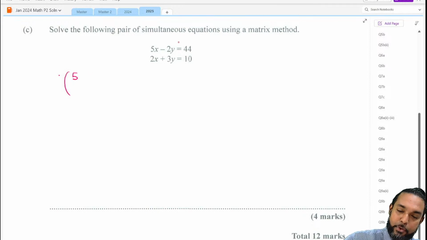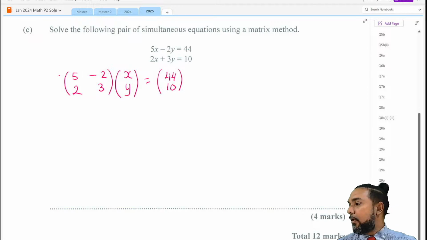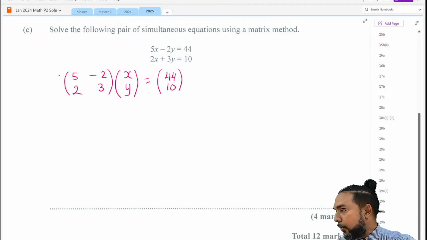So 5. The coefficient here is minus 2. And the bottom row we have 2 and 3. Right? In the next matrix, you put your algebraic terms, x and y. And in your third matrix, you put your solutions, 44 and 10. Okay, cool. Now, my next step is I like to label my matrices. 2 by 2, and 2 by 1. Yep, that's correct. Very good.